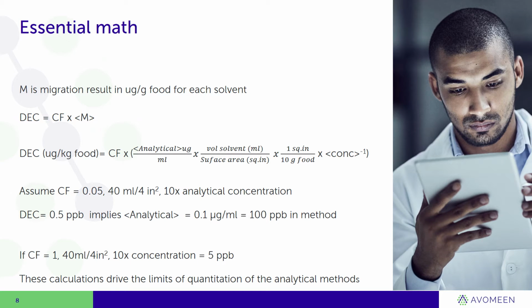Okay, some math that you may need to be aware of in order to work with migration studies. If M is the migration result in micrograms per gram of food for the food simulating solvent, you have a dietary exposure, which is a consumption factor times M. The consumption factor is to account for the fact that all of your food, your entire diet, is not packaged from that one type of polymer. Now, that consumption factor is usually a small number. It may be 0.05, like in the case of polyethylene, but it may be 1 in certain cases.